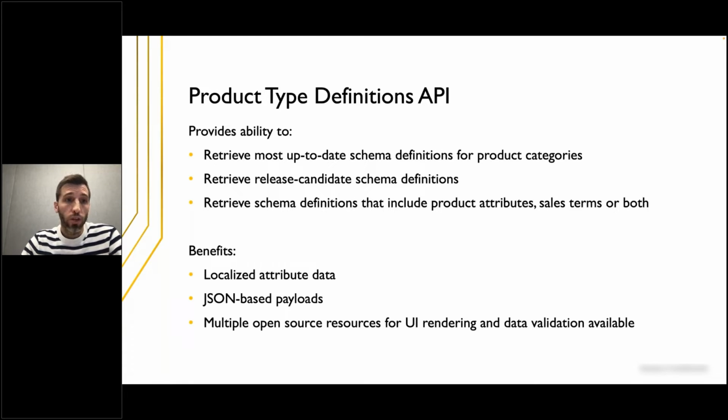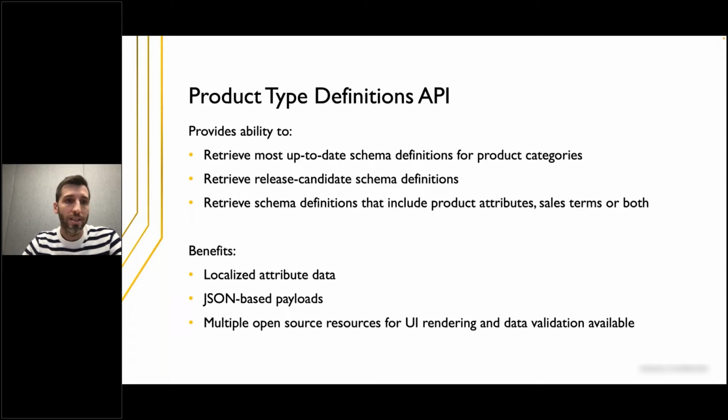Some of the supported use cases are listed here, like retrieving the most up-to-date schema for different categories. So basically, if you want to create listing for, let's say, the shoe or footwear category, you can get that schema with all the important information that you need. You can also get release candidates, which are versions that are not the current valid ones, but will be in the short term. So in case you want to do some pre-mapping or check how a new version looks like, you can also get that one from our APIs.